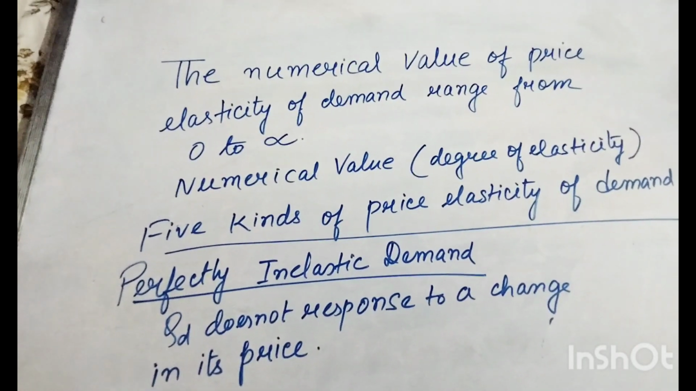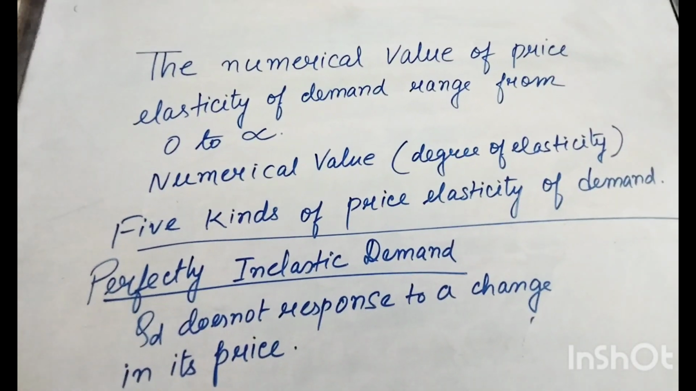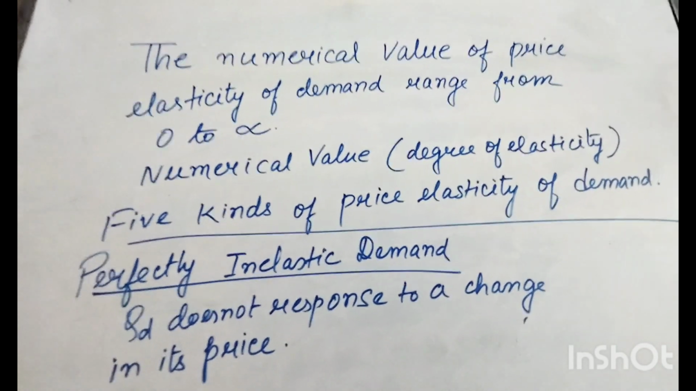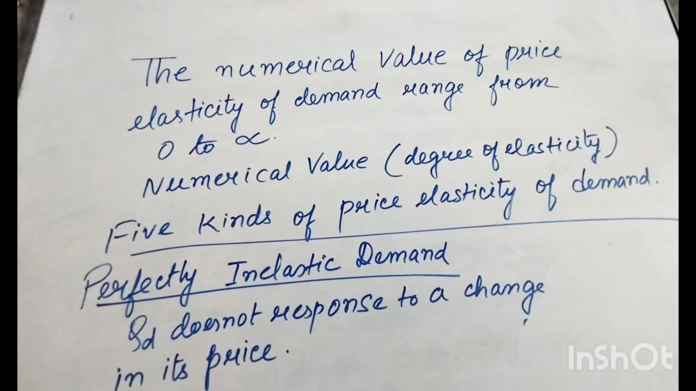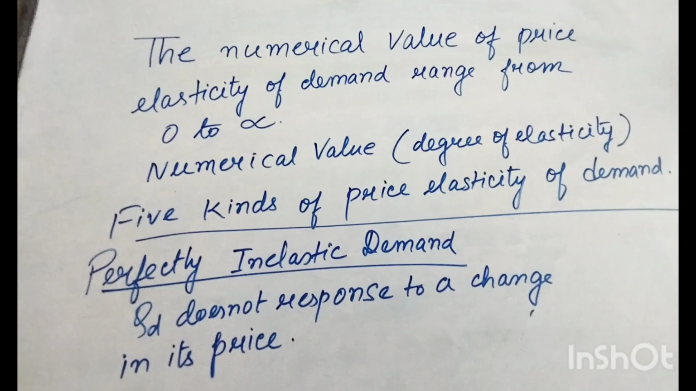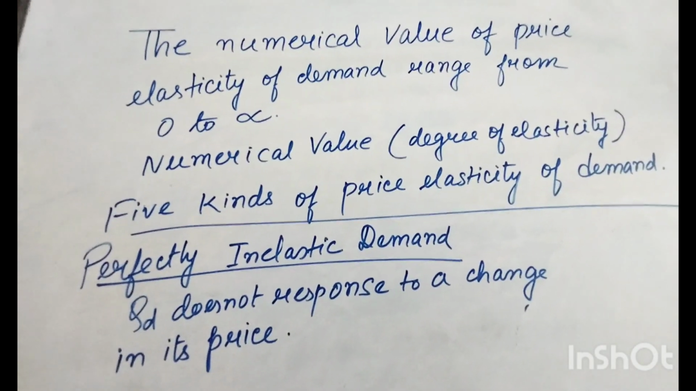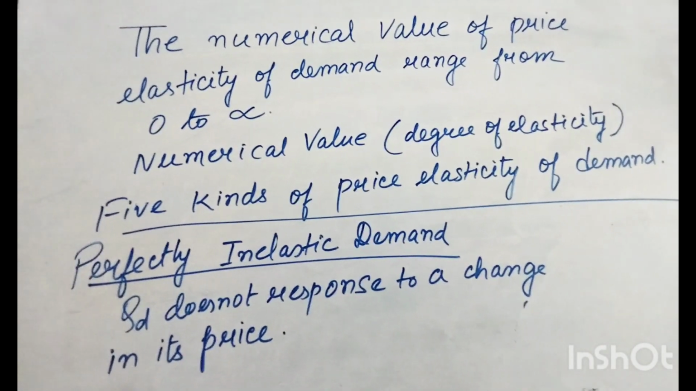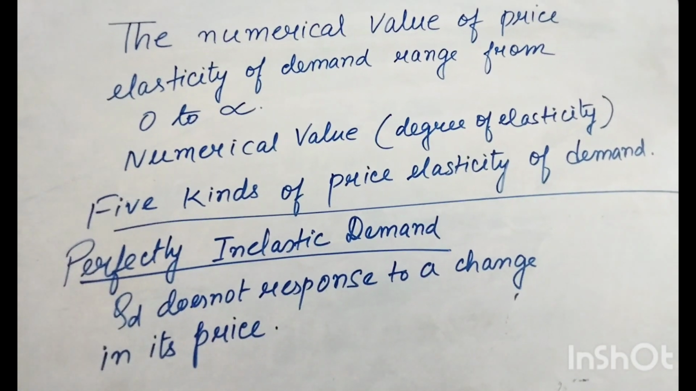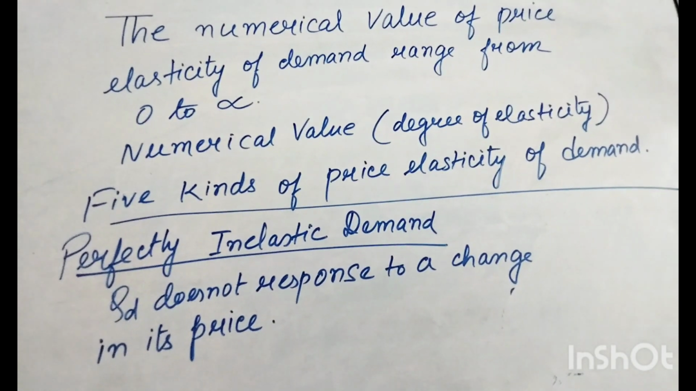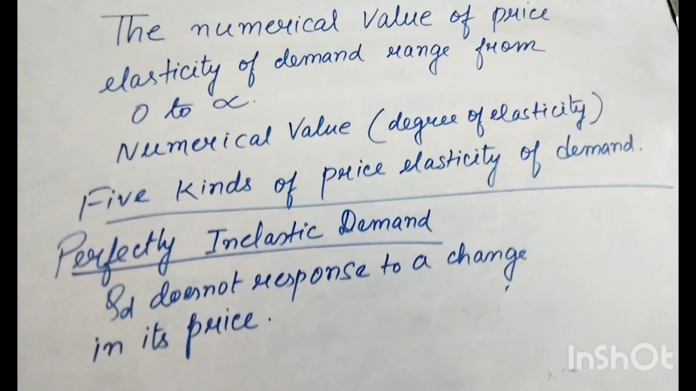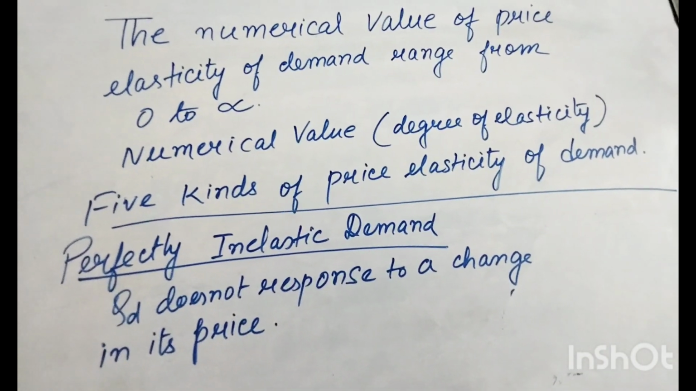Next, the numerical value of price elasticity of demand ranges from 0 to infinity. What is this numerical value of the price elasticity of demand? It will range between 0 and infinity, and the numerical value here is the degree of elasticity. There are 5 kinds of price elasticity of demand.